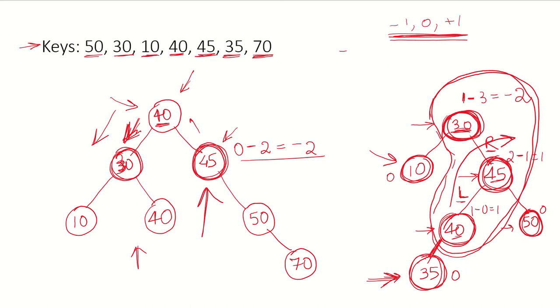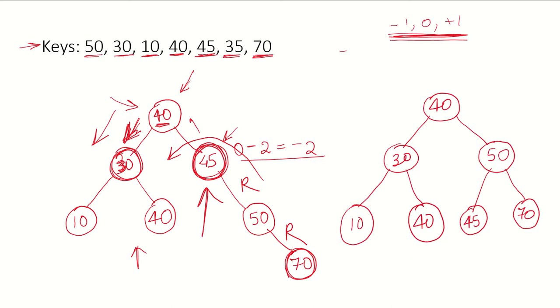And what kind of an imbalance has been created? An RR imbalance has been created because of the insertion of this new node. And how is the RR imbalance taken care of? We will have to do a left rotation at this node 45. When we do this left rotation, we will see that 50 will be pulled up. So 50 has come here. 45 will be pulled down. So 45 has come here, and 70 will be pulled up again.